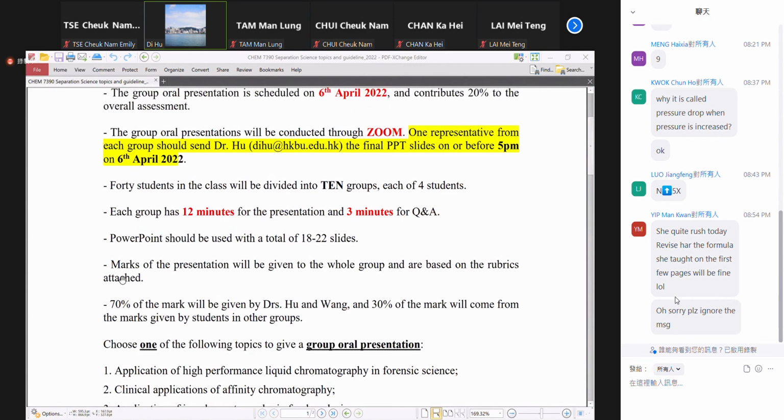Another very important thing is the marks of the presentation. As I mentioned, they are given to the whole group. I also attached the oral presentation rubrics, and you can look at them to see how we give marks. Again, I give you the right to give marks to your peer students, your classmates, and both Dr. Wan and myself will be sitting here listening to your presentation.